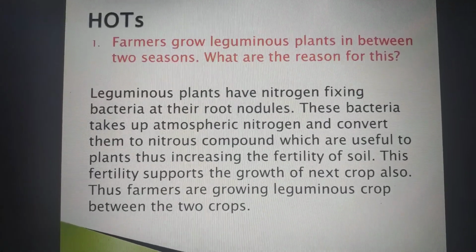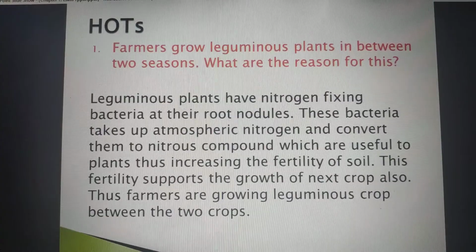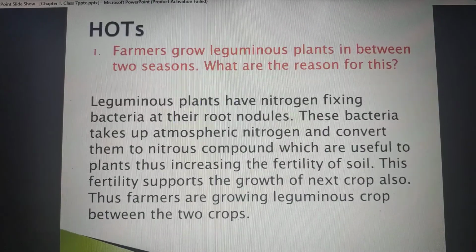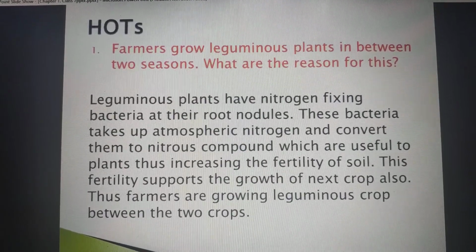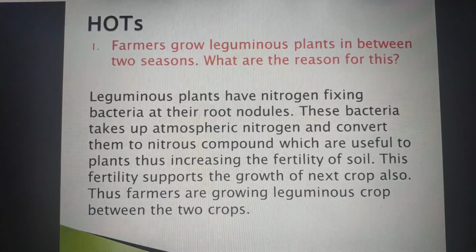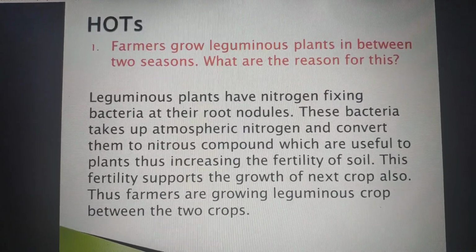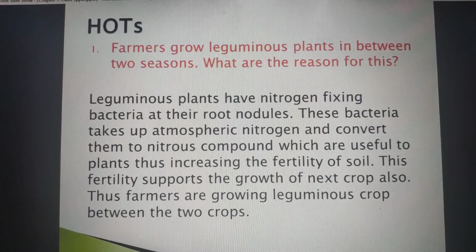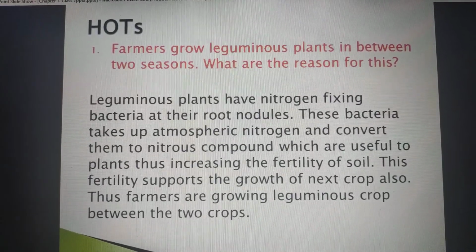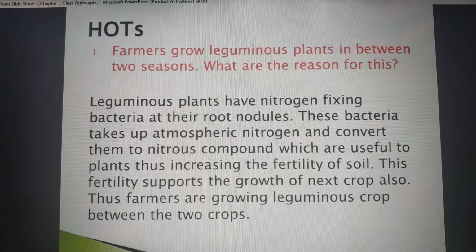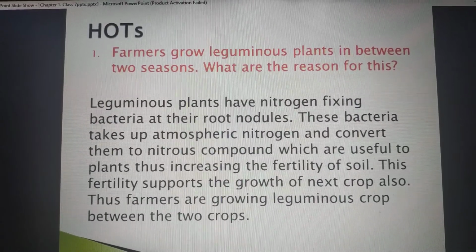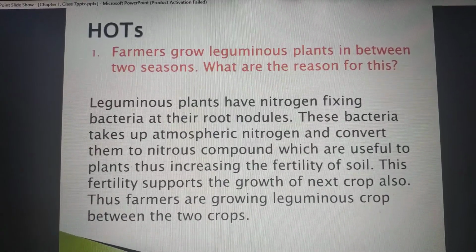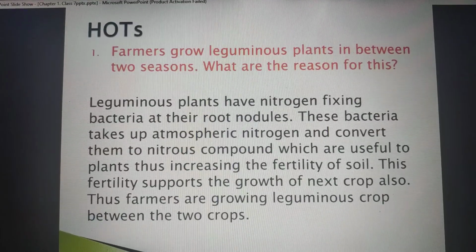See, when he grows the first crop, that first crop will take all the nutrients from the soil. Now the soil is deficient in nutrients. When he grows any other crop, he definitely has to add a lot of fertilizers to provide the nutrients. But if he grows a leguminous plant in between, the fertility will increase by itself. And when he grows the next crop after the leguminous plant, that crop will get the fertility of the soil again. Okay?